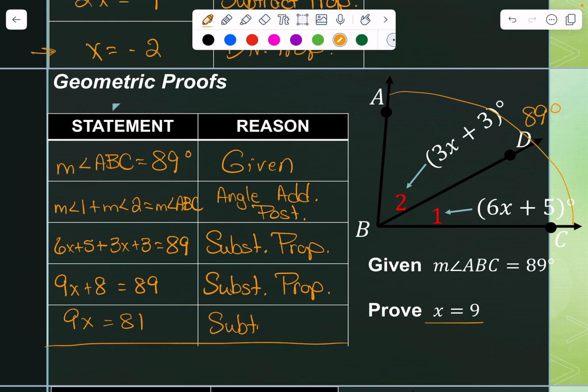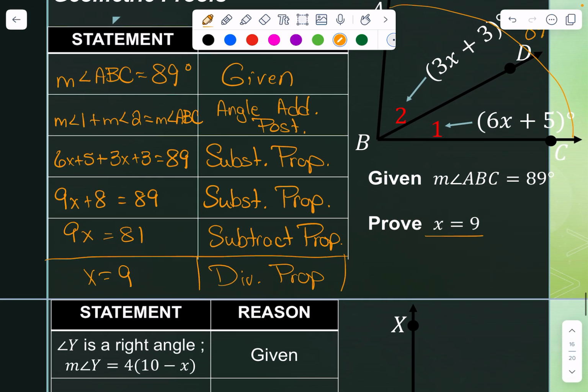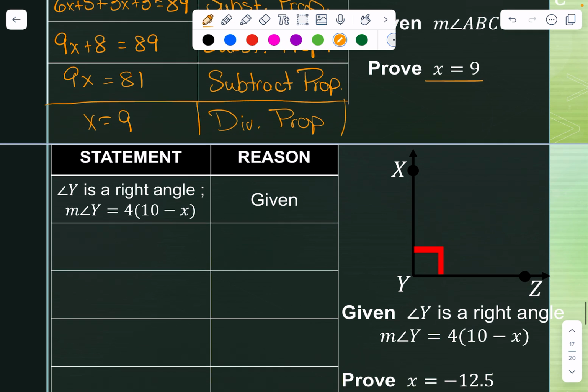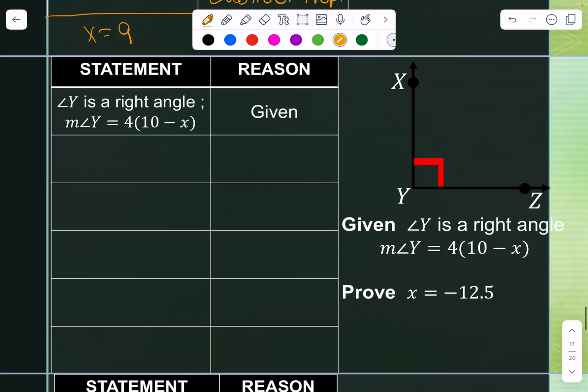And then at this point, we're going to subtract. So we get 9x equals 81. And that is through our subtraction property. And then I would divide and I get x equals 9. And that is through our division property. And there is our proof. That is exactly what we wanted to prove here. All right, let's keep going.